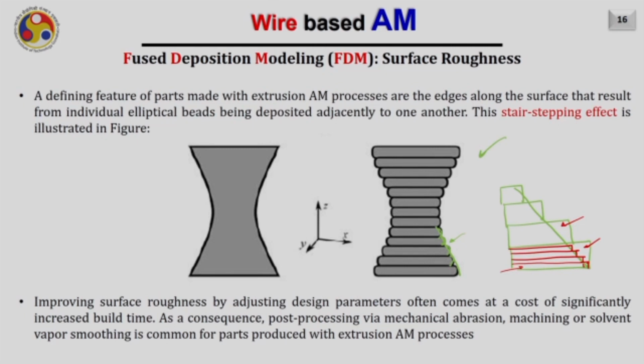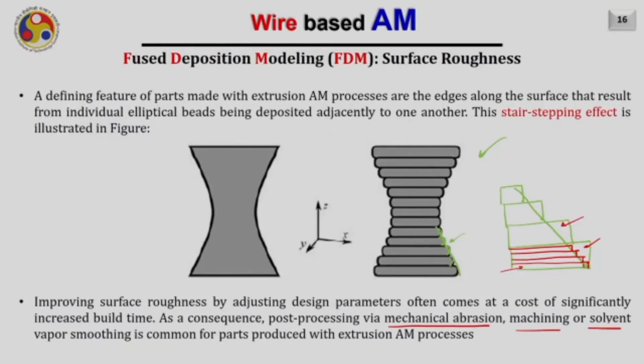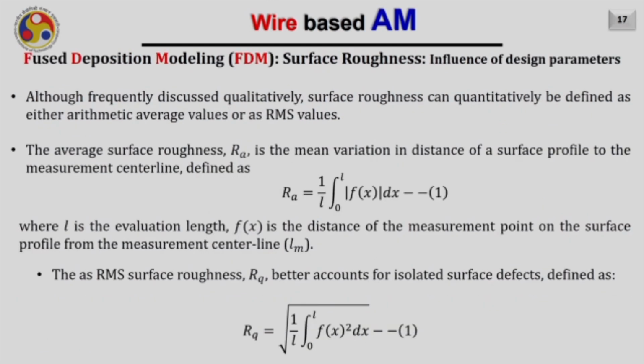To make this compromise, let us try to predict what will be this RA value for a particular part which is getting deposited at a slant angle. Of course, there is a possible solution for this: after producing the part by FDM or these machines, you go for a post-processing operation such as mechanical abrasion, machining or solvent vapor smoothing of the part. In that case, you deposit with thick layers and later on you can remove the staircase by utilizing a post-processing operation.